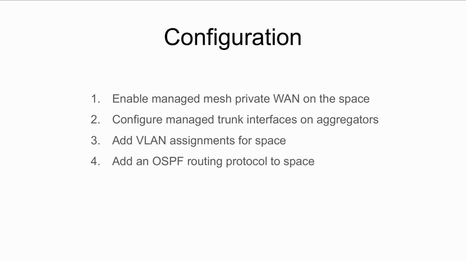There are 4 steps to configuring Managed Mesh on your management server. Enable Managed Mesh Private WAN on the space. Configure Managed Trunk interfaces on aggregators. Add VLAN assignments for the space. And add an OSPF routing protocol to the space.